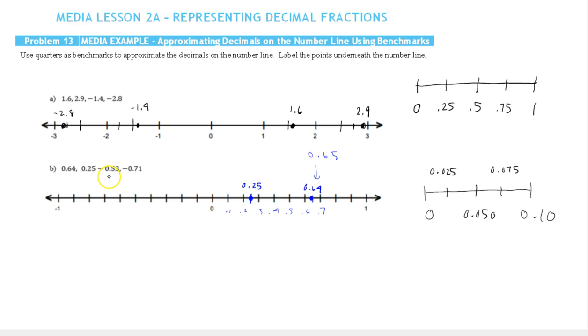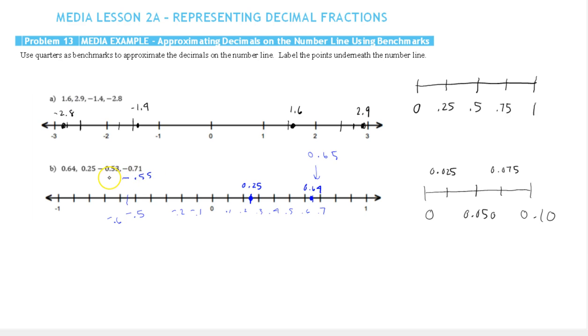Now let's look at the negative values. So we have negative 0.53. So this is negative 0.1, negative 0.2, 0.3, 0.4, 0.5. So here's negative 0.5 and here's negative 0.6. So it's between these. Okay. Now halfway between would be negative 0.55. Okay. This would be negative 0.55.